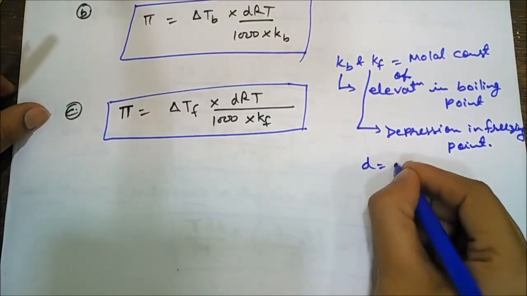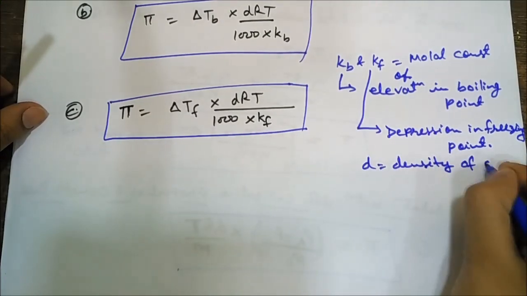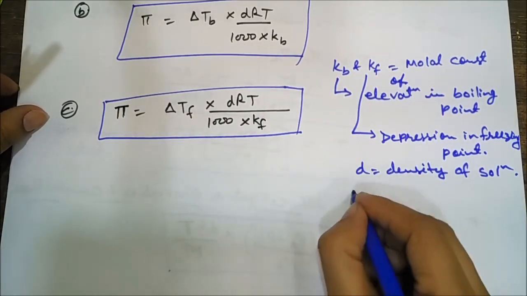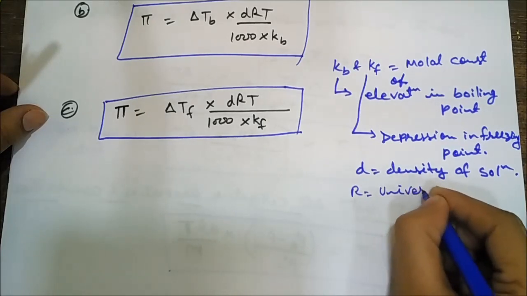And d is the density of the solution and R is the universal gas constant.